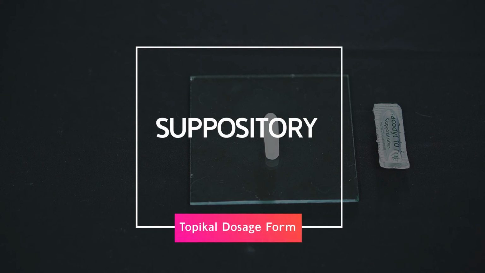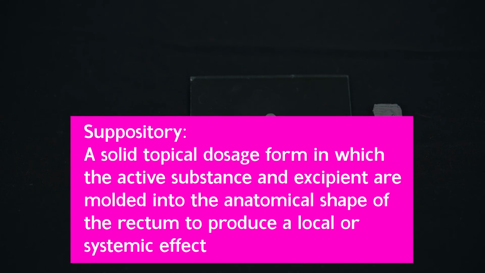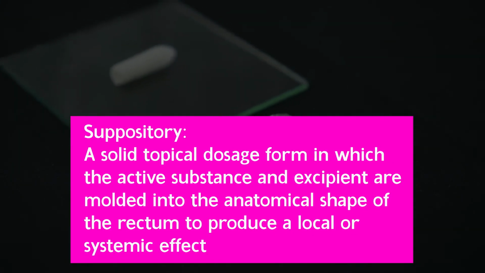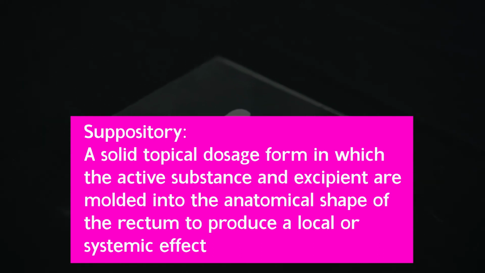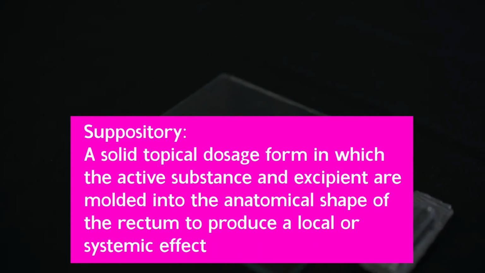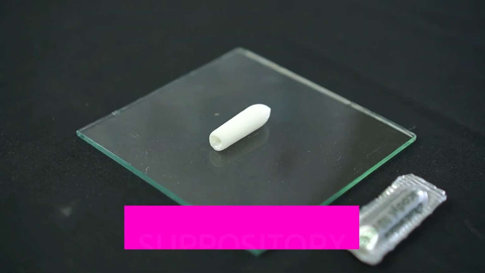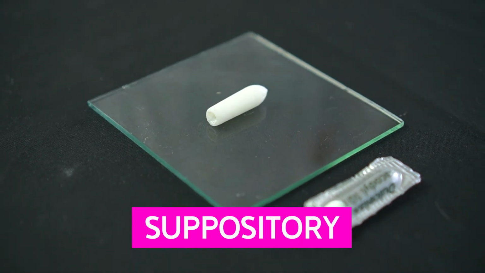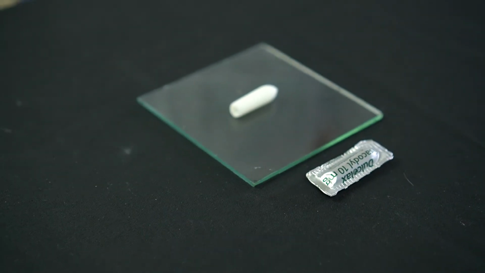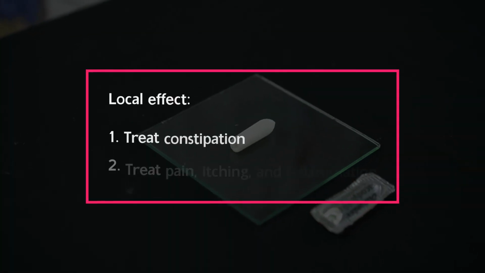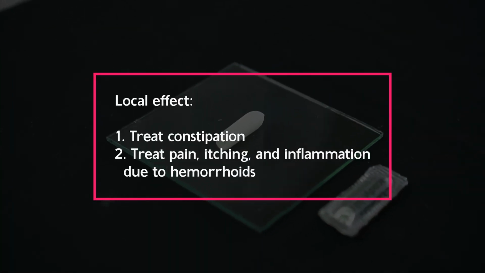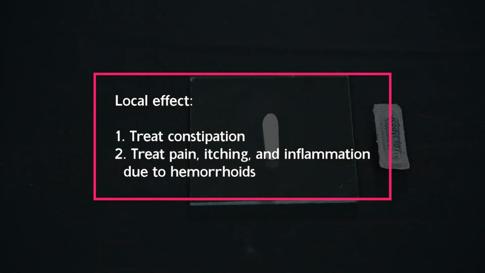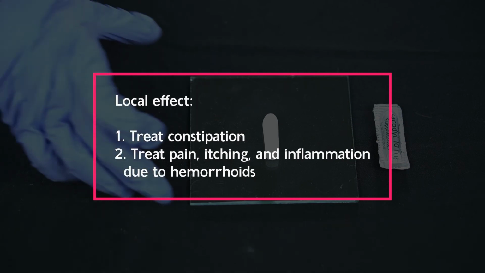Suppository. Suppositories are solid topical dosage forms in which the active substance and excipients are molded according to the anatomical shape of the rectum to produce a local or systemic effect. Suppositories used for local effects are usually used to treat constipation, and to treat pain, irritation, itching, and inflammation due to hemorrhoids.